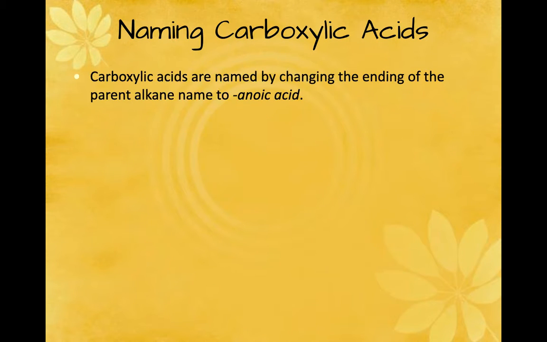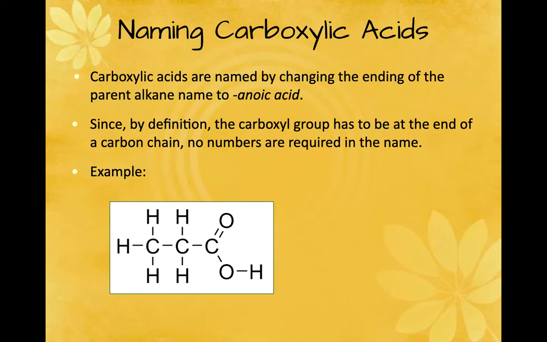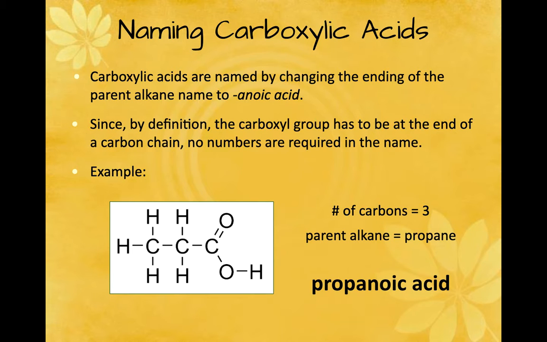So how do we name carboxylic acids? We name them by changing the ending of the parent alkane to anoic acid. And since by definition that carboxyl group has to be at the end of a carbon chain, we don't need to have any numbers in the name to indicate its location. So here's that example. We count the number of carbons. There are 3, which means that the parent alkane would be propane. So we would call this propanoic acid.